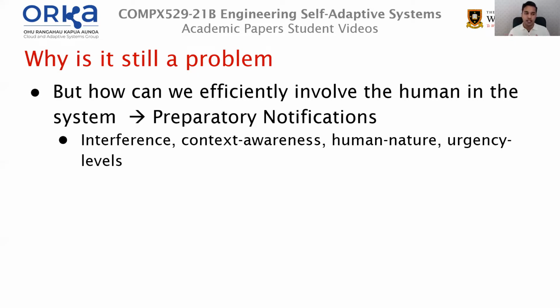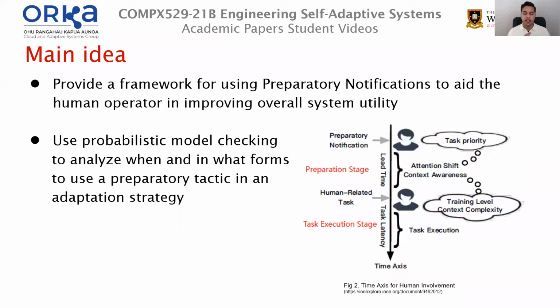Using preparatory notifications has to combat a lot of different problems that arise from interrupting humans. These things involve interference, context awareness of what the operator has to do, just general human nature, and the urgency of the task at hand. So the main idea of this research is to provide a formal framework for designing self-adaptive systems where a preparatory notification can be used as a tactic to proactively aid the human operator in improving the overall system utility. They also evaluate this method by using probabilistic model checking to analyze when and in what forms to use the preparatory tactic as an adaptation strategy.